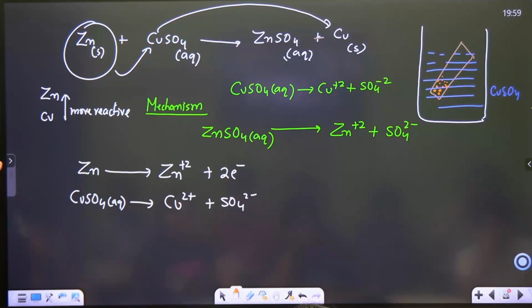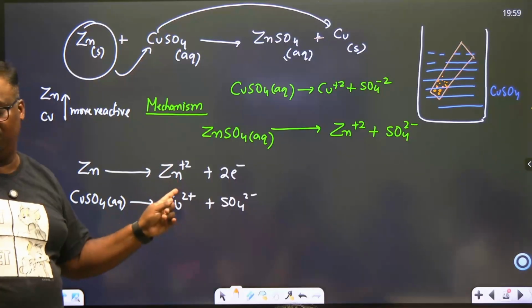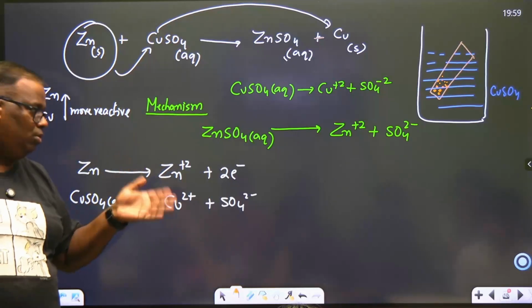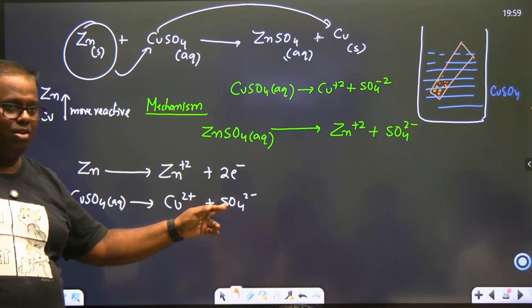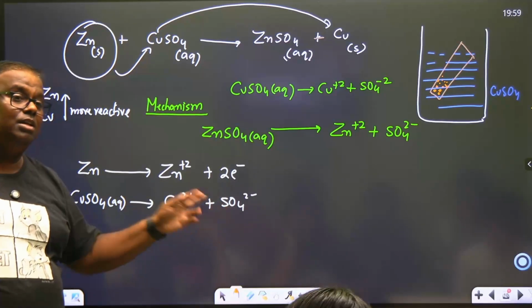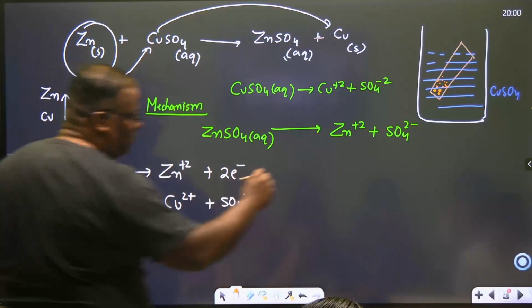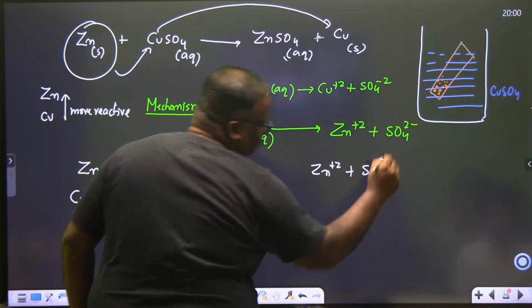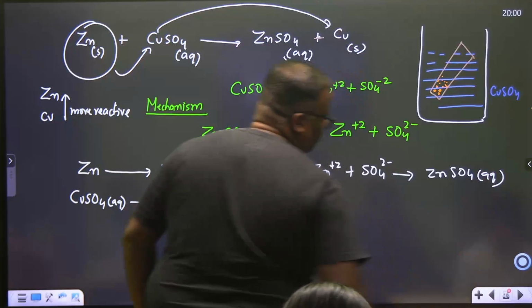Have you understood? Now in that solution, there is this girlfriend and 2 boyfriends competing for her. This is how my sir used to teach me. I'm teaching you the same way. These 2 will be competing for this. Which is the more reactive ion? Zinc is the more reactive ion. And then I'll tell you how my sir used to say. Zn2+ starts combining with SO4 2- and forms ZnSO4 aqueous. Who is left behind?